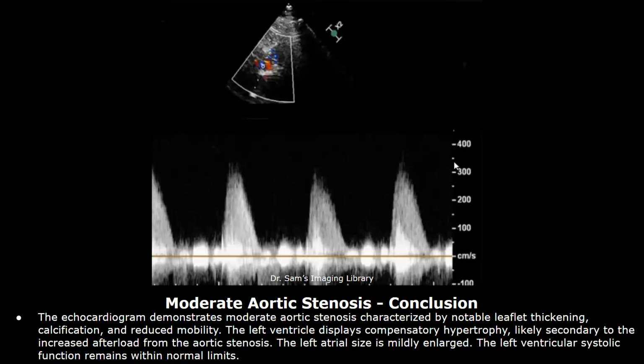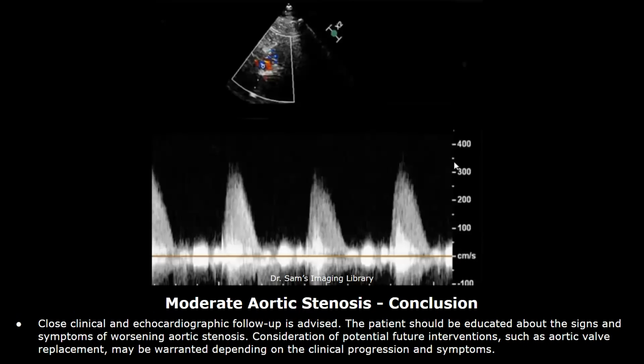Here is the conclusion. The echocardiogram demonstrates moderate aortic stenosis characterized by notable leaflet thickening, calcification, and reduced mobility. The left ventricle displays compensatory hypertrophy, likely secondary to the increased afterload from the aortic stenosis. The left atrial size is mildly enlarged. The left ventricular systolic function remains within normal limits.